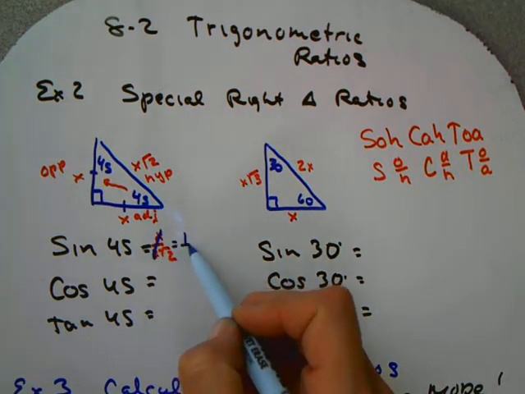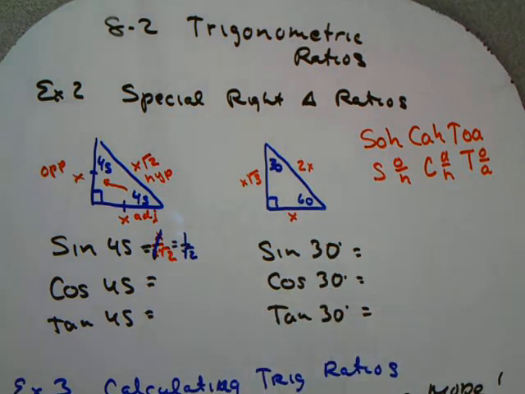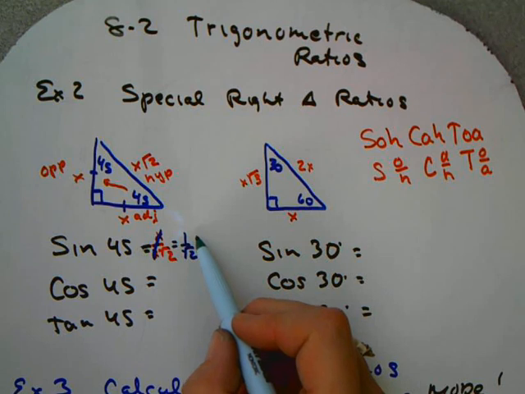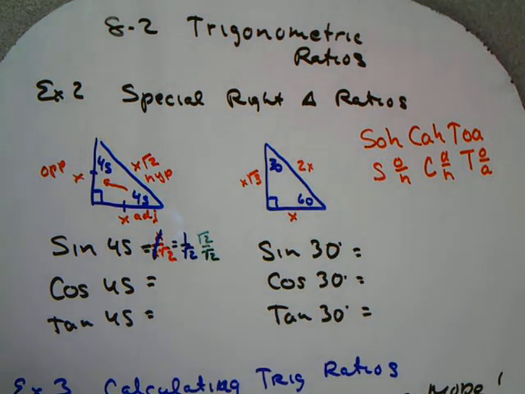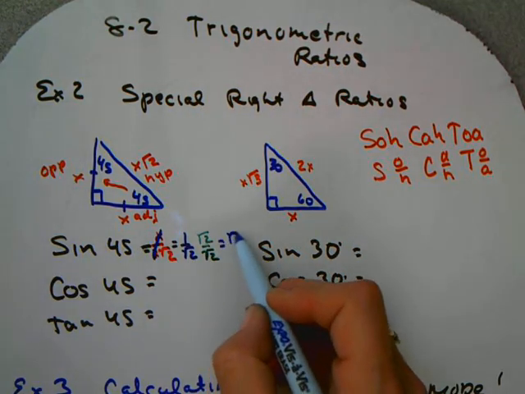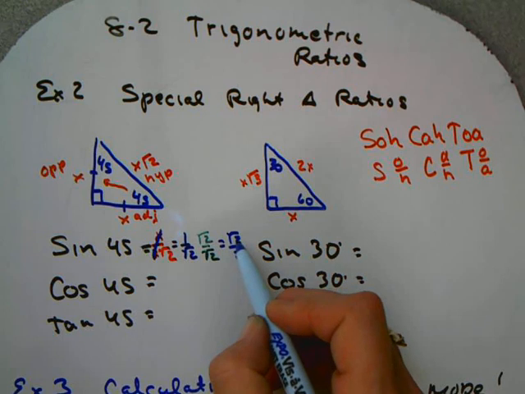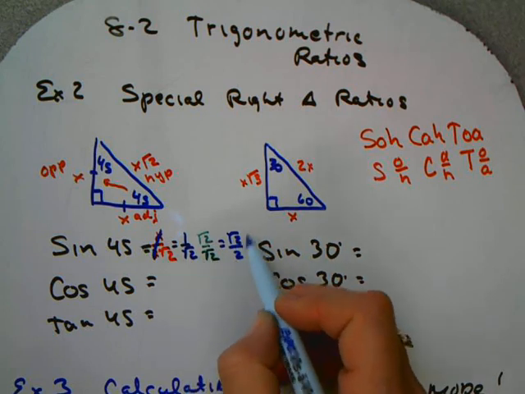That's good as far as it gets, but as you were just refreshed on with Patrick, we usually rationalize the denominator. So I'll multiply by square root of 2 over square root of 2 to get square root of 2 over 2: 1 times square root of 2 over square root of 2 squared. So there's my final answer for the sine of 45.